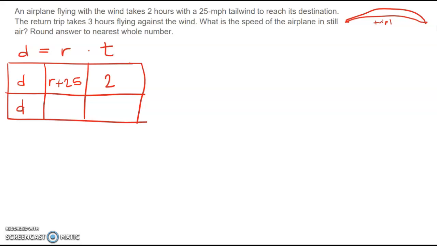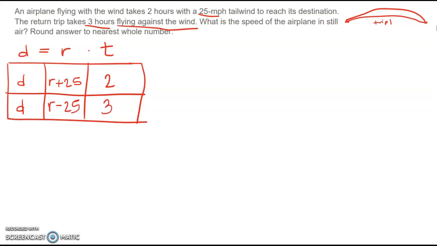Now for the return trip, it takes 3 hours, and now it's flying against that same wind. And we'll still assume it's that 25 miles per hour wind. So this time we take the speed of the plane R, but now we have to subtract that 25 because it's slowing the plane down. And this time it took 3 hours.